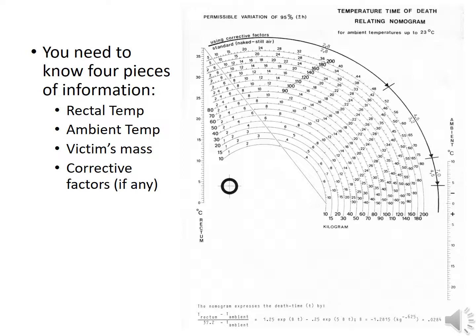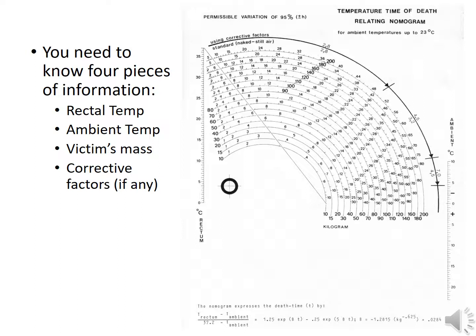So first of all, we'll address the rectal temperature of the victim, and you can see along the left there it says degrees C rectum down at the bottom. We also need to know the ambient temperature, the temperature around the body, and that's going to be on the right-hand side of the nomograph, and you see ambient degrees C up along the right. Victim's mass, the body mass in kilograms. Since we're in the US, we often have the body weight in pounds, so we'll talk about converting that value. And finally, there's the possibility of corrective factors.